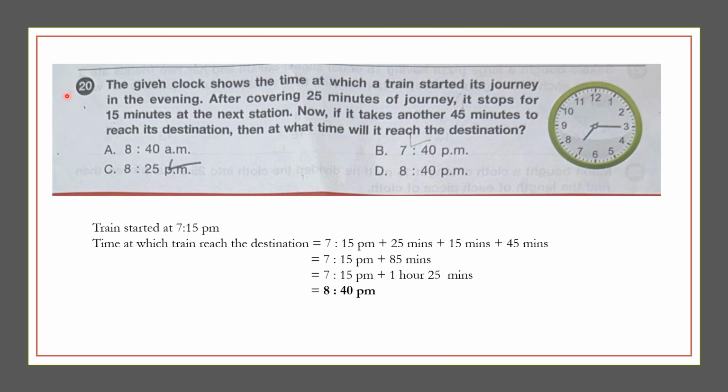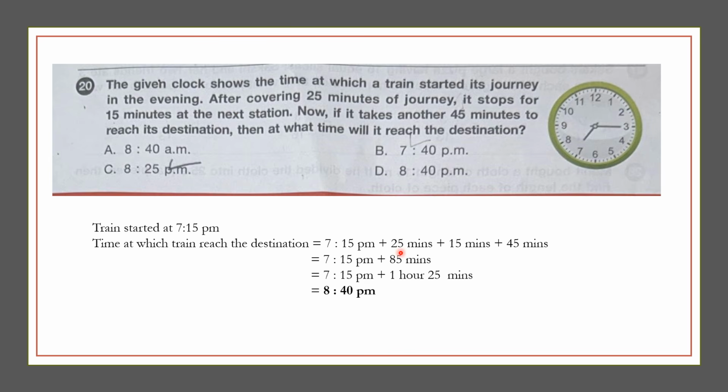Question number 20. The given clock shows the time at which a train started its journey in the evening. After covering 25 minutes of journey, it stopped for 15 minutes at the next station. Now if it takes another 45 minutes to reach its destination, then at what time will it reach the destination? The train started at 7:15, so the time at which it reaches the destination will be 7:15 plus 25 plus 15 plus 45 minutes.